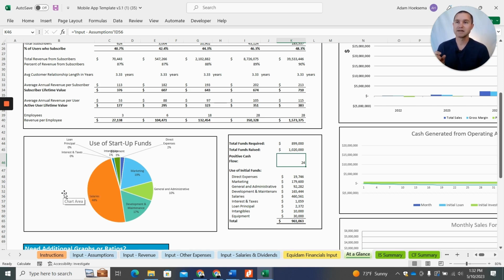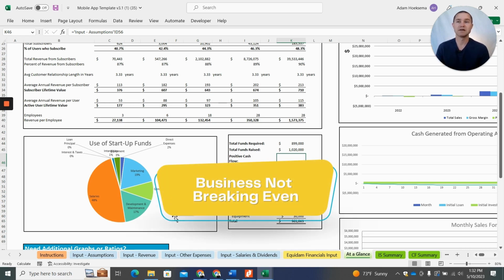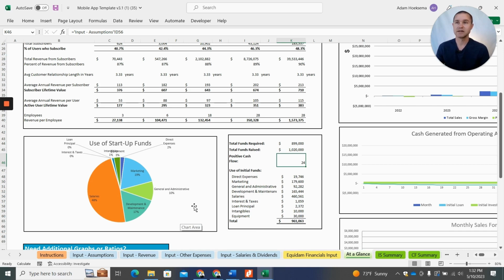The other common problem with this graph is that it won't populate, but it's not because of a Google Sheets or Excel issue. It's because, based on the numbers that you have entered in, the business is not breaking even. So it's never reaching positive cash flow. And so, like I said, this graph is being pulled together based on the data that's in this table. And what this table is aiming to do is to try to figure out how many months it's going to take for your business to break even.